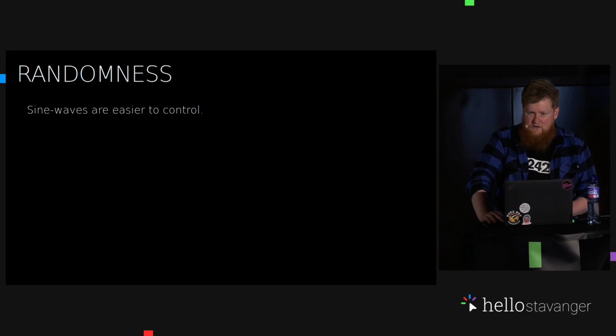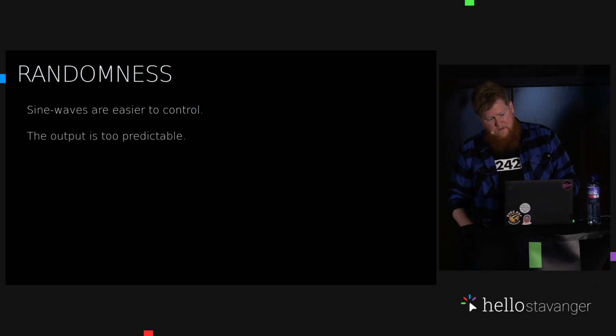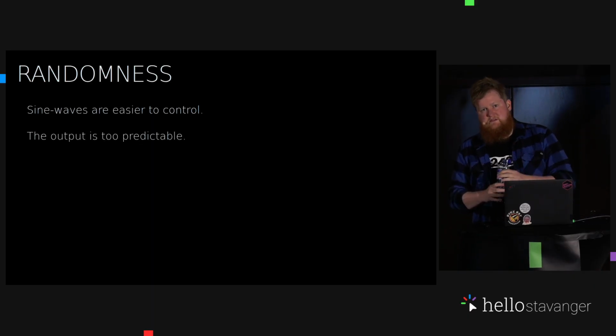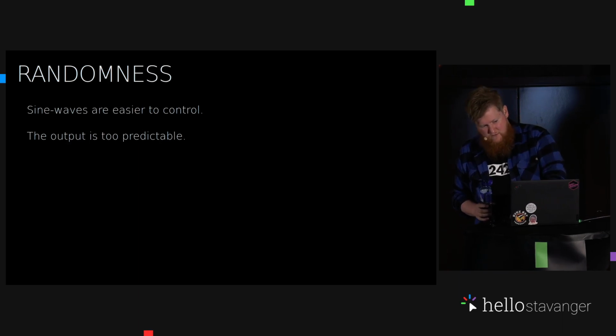The sine waves are definitely easier to control. The basis of almost all electronic music is based on sine waves in some way. So they can be used for that and can obviously be controlled in some way. But the output is too predictable for use in our case. So where do we go from there?